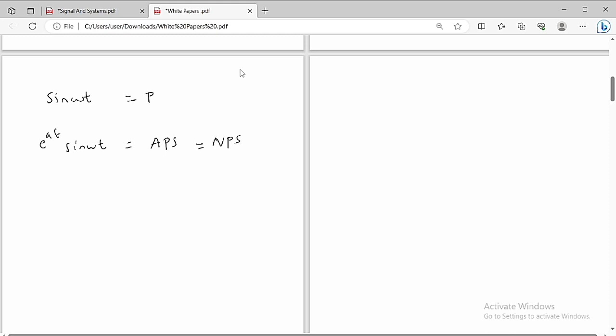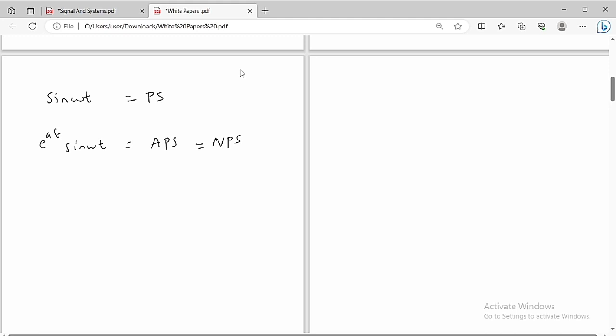This is a periodic signal. So sine omega t is a periodic signal. e to the power of vt into sine omega t is an aperiodic signal, because the signal will never repeat its waveform. That is the reason it is called an aperiodic or non-periodic signal.